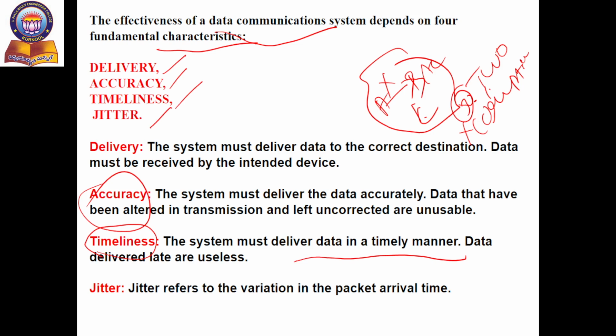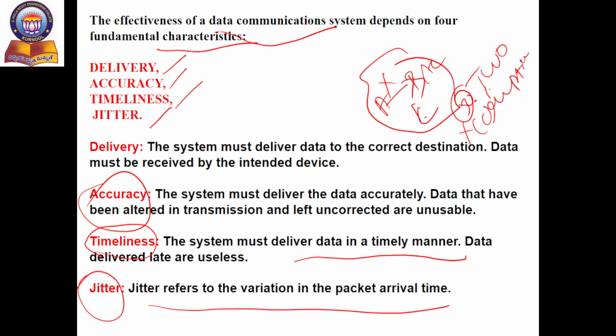So timeliness is one of the characteristics here. We need to check the characteristics of the complete data communication. We need to send the data to the destination system in a correct manner, in a timely manner. And what about jitter? This is a different concept. For now, I will go with a basic definition for jitter. Jitter refers to the variation in the packet arrival time.